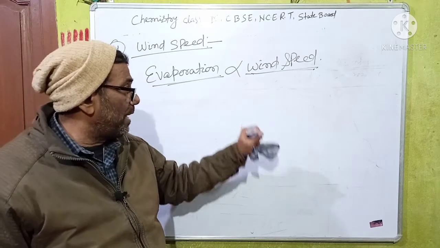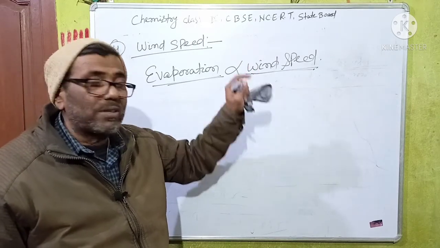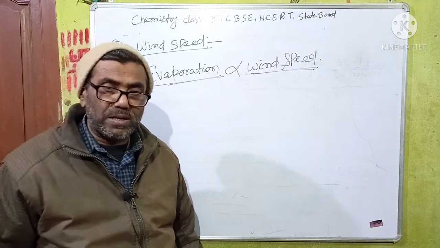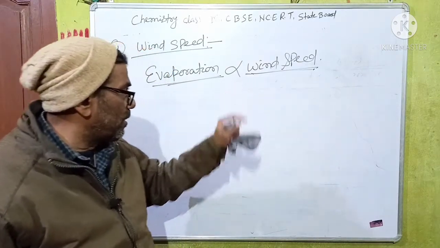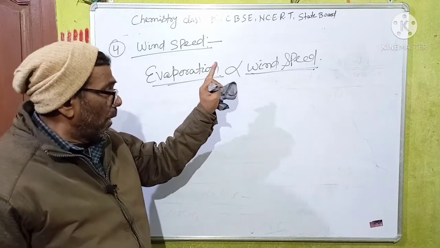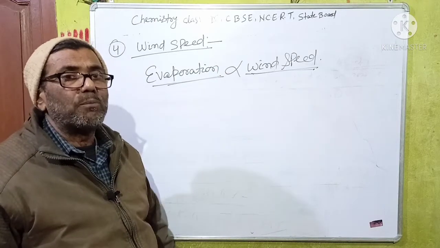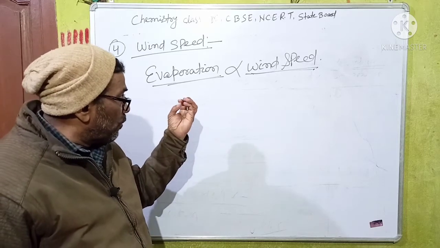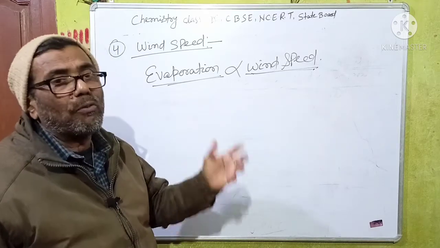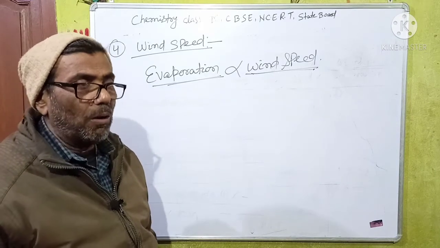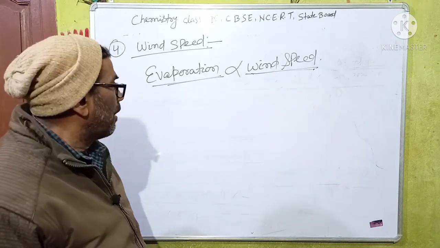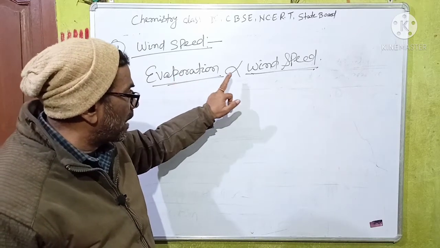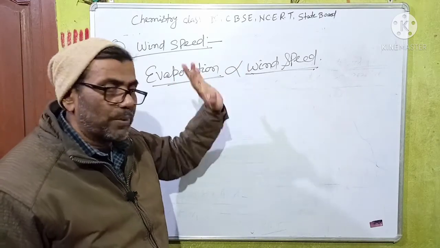For example, here we explain the definition of wind. Moving air is known as wind. So when the moving air has more speed, it produces more evaporation on any liquid surface or on the surface of cloth, etc. So evaporation is also directly proportional to the wind speed.